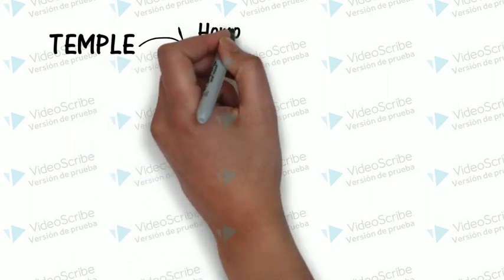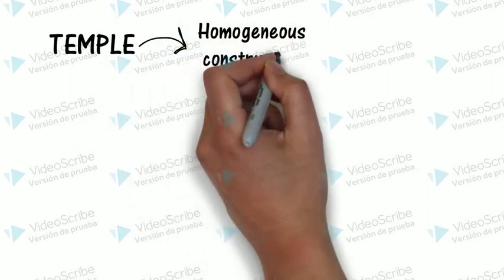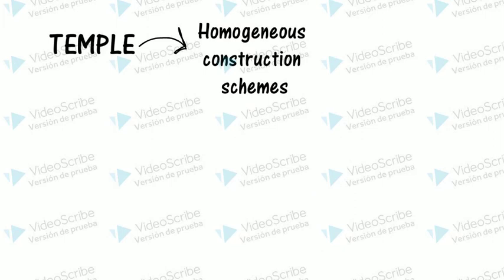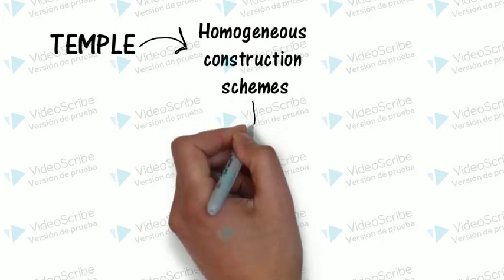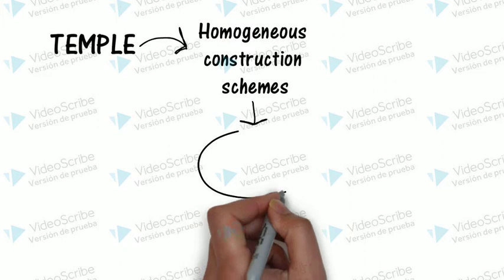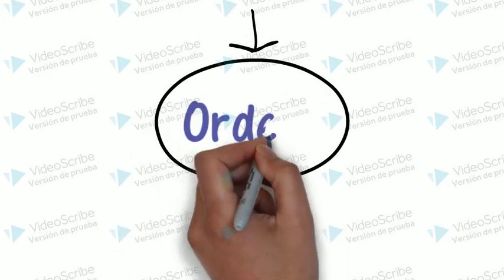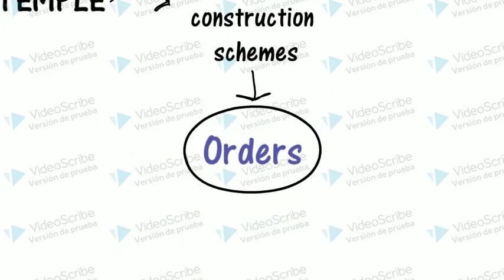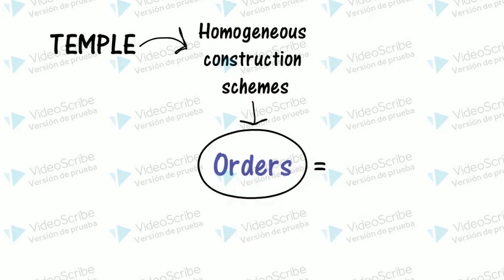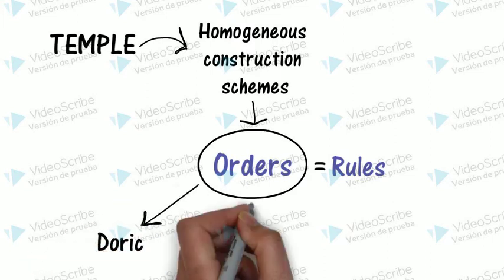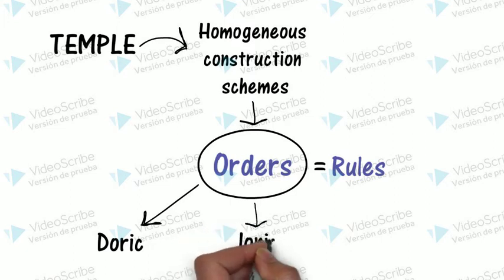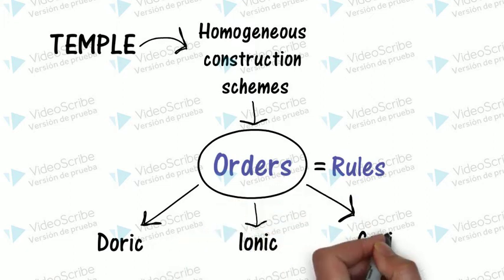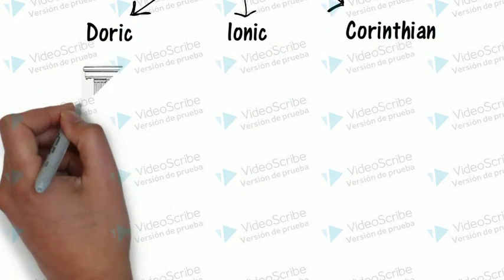Templar architecture responded to very homogeneous construction schemes, which reproduced the same typology of buildings in geographically distant places. For this reason, orders emerged. There were a set of strict rules that regularized the construction of the temple according to their proportion and harmony. The three classical orders were Doric, Ionic, and Corinthian.